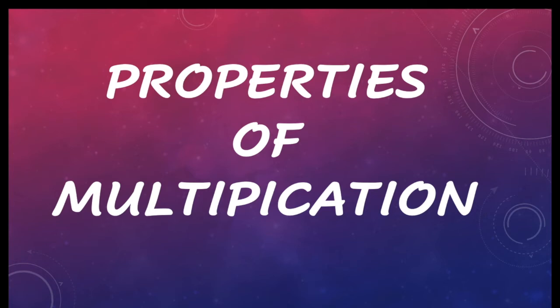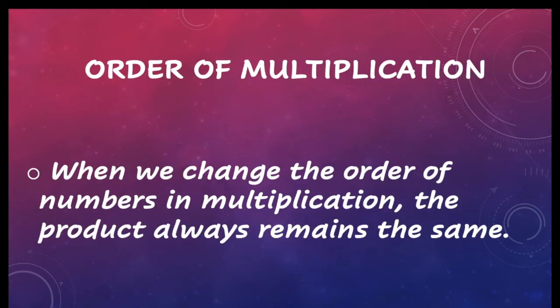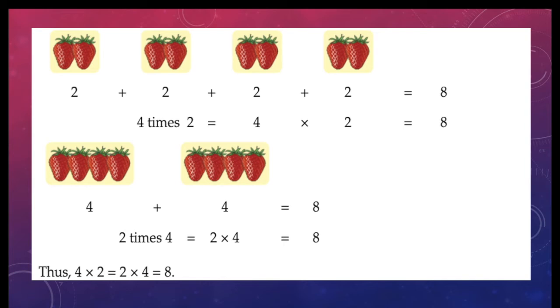Next let us see the properties of multiplication. First one, order of multiplication. When we change the order of numbers in multiplication, the product always remains the same. This is just as addition. In addition also, the sum will not change even if the order of the addends is changed. Same way in multiplication also, when we change the order of numbers in the multiplication, the product always remains the same, that is the multiplier and the multiplicand. If we change them also, the product is going to be the same.